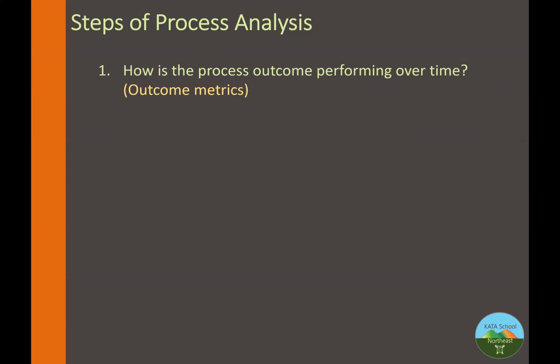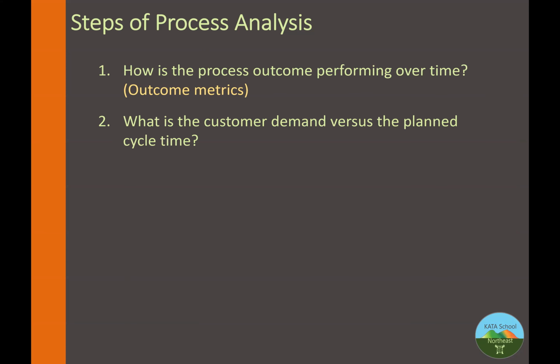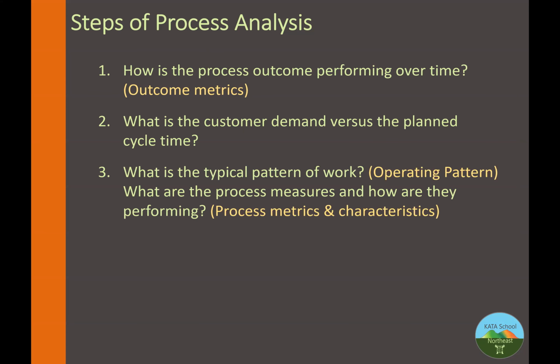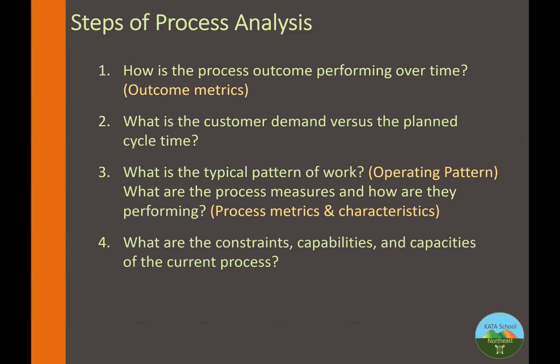How is the process outcome performing over time, or the outcome metric? What is the customer demand versus the planned cycle time? What is the typical pattern of work, or the operating pattern? And what are the process measures and how are they performing? Process metrics and characteristics. What are the constraints, capabilities, and capacities of the current process? And how many people are necessary for the process to run?